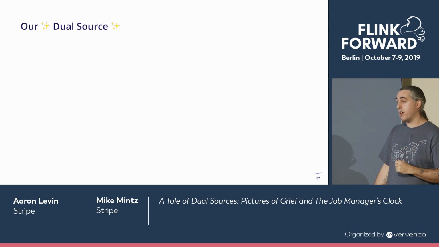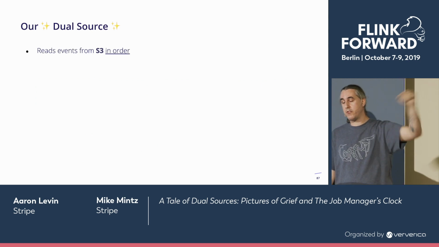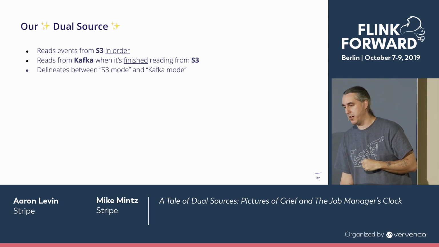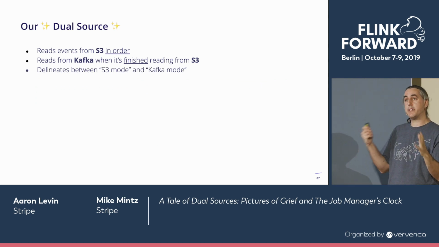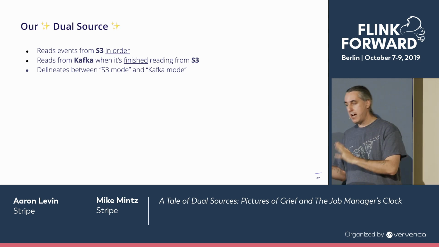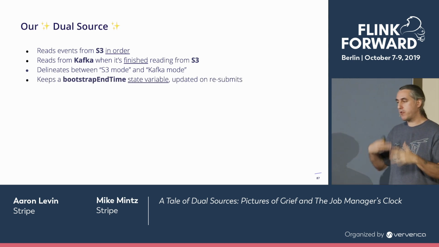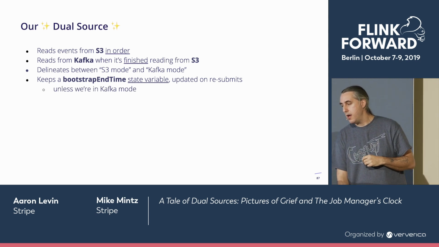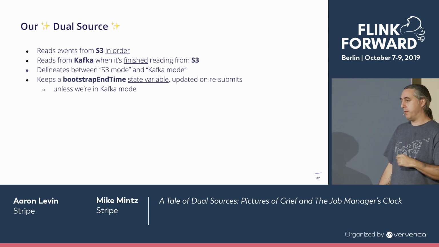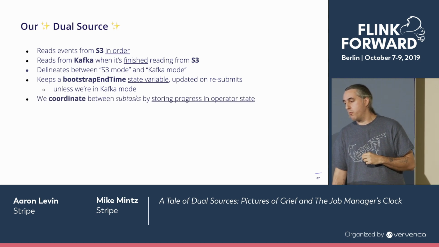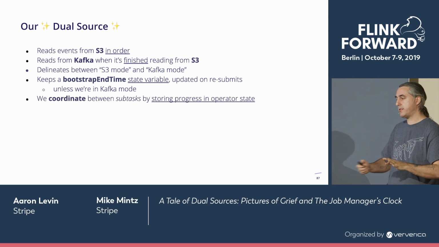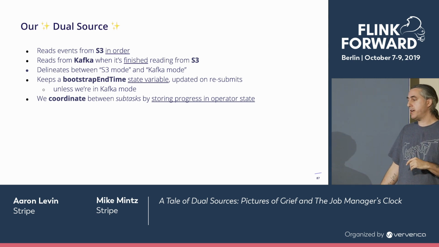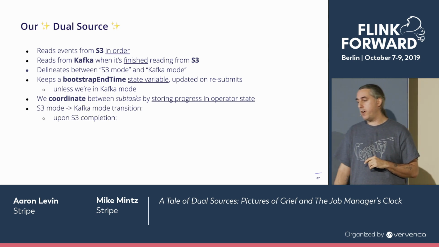So specifically, our dual source does the following. It reads events from S3. It reads from Kafka when it's finished reading events from S3. It does this by delineating between an S3 mode and a Kafka mode. It keeps a bootstrap end time state variable, which is updated every time it's resubmitted, unless we're in Kafka mode, and then it never updates it again. And we coordinate subtasks to do the handover by storing progress in operator state. And the handover looks like the following.